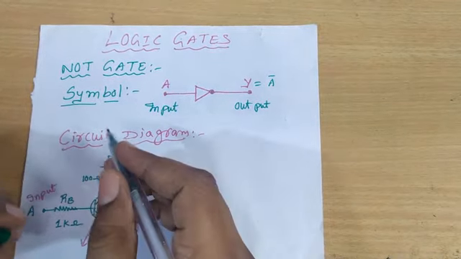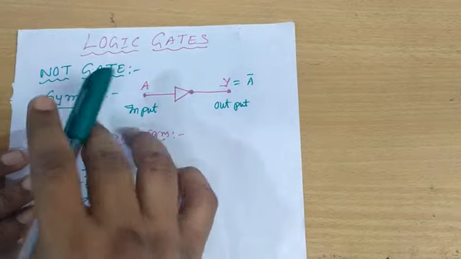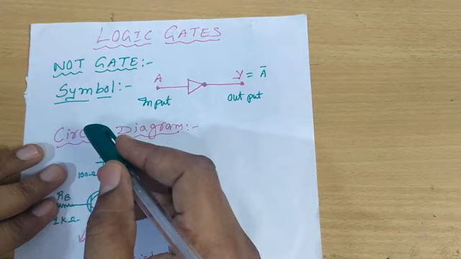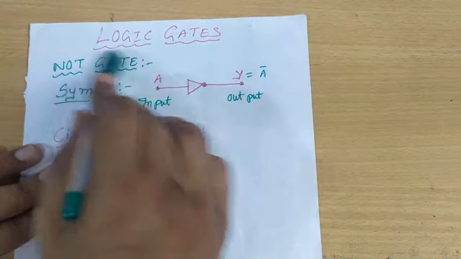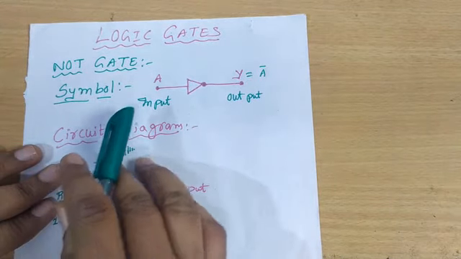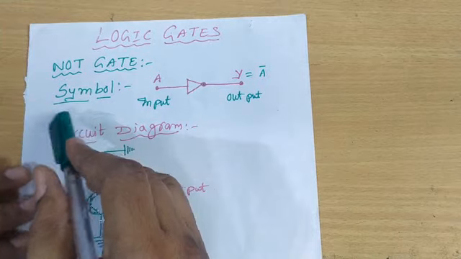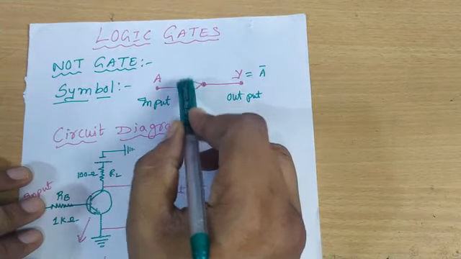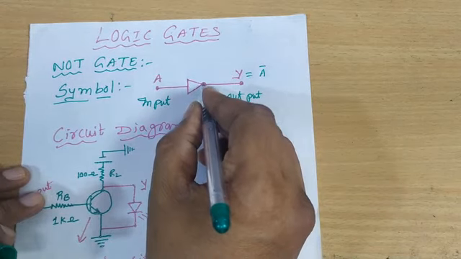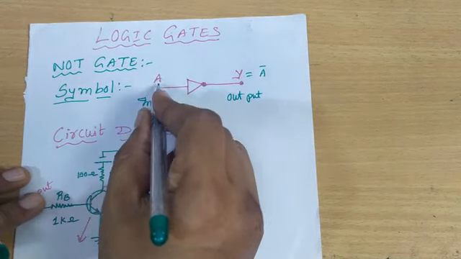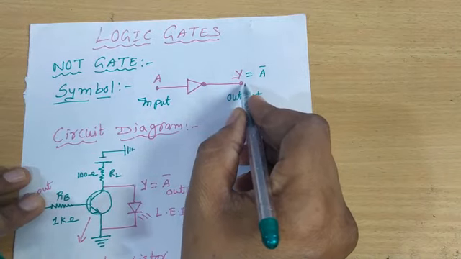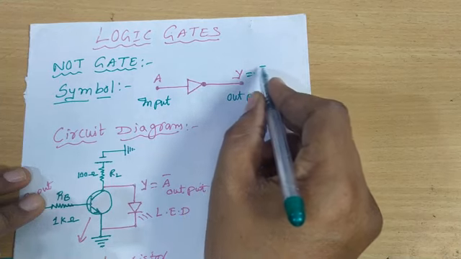In the last three classes we finished the logic gates, the OR gate and the AND gate, using a breadboard. Today we are going to learn one more logic gate, the NOT gate, using a breadboard. The symbol of the NOT gate is a triangle with a small circle. A is the input and Y is the output.